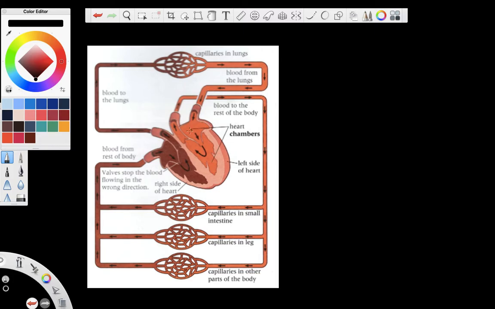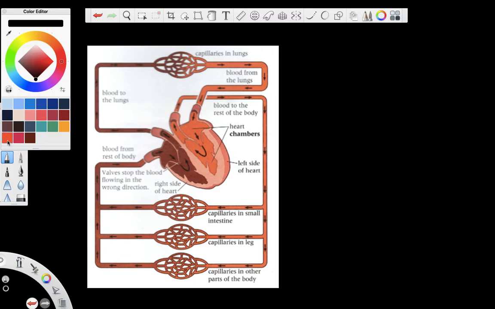There are two loops through which the blood flows. There is one loop that sends blood to the lungs to pick up oxygen. There is another loop that sends blood to your small intestine, your capillaries in your body, to pick up glucose and to drop off oxygen and glucose for cells to carry out respiration.